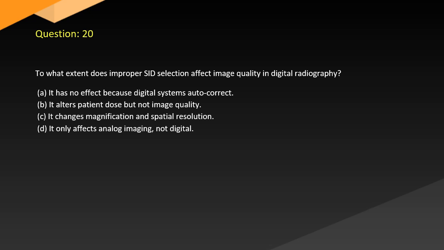Question 20. To what extent does improper SID selection affect image quality in digital radiography? A. It has no effect because digital systems autocorrect. B. It alters patient dose but not image quality. C. It changes magnification and spatial resolution. D. It only affects analog imaging, not digital.